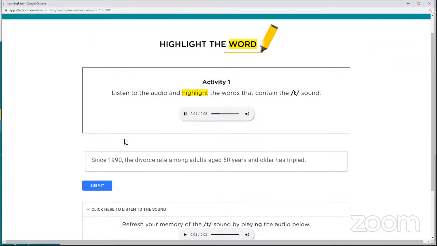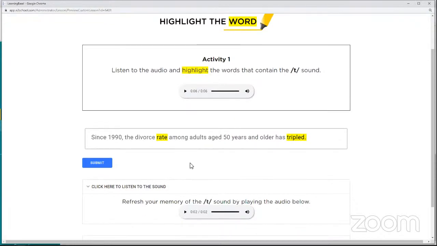Since 1990, the divorce rate among adults aged 50 years and older has tripled. T. Since 1990, the divorce rate among adults aged 50 years and older has tripled. Since 1990, the divorce rate among adults aged 50 years and older has tripled.